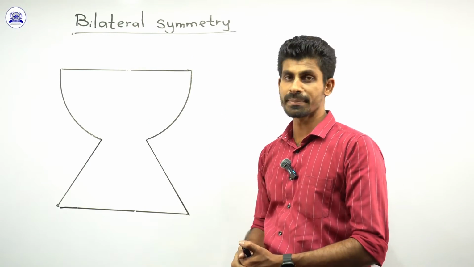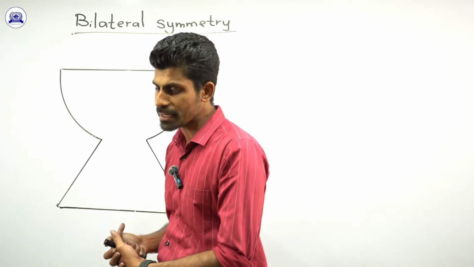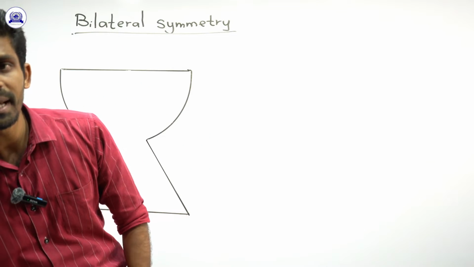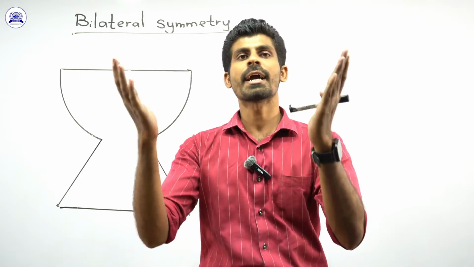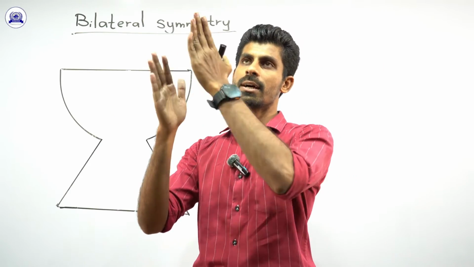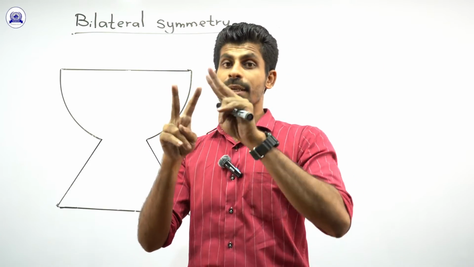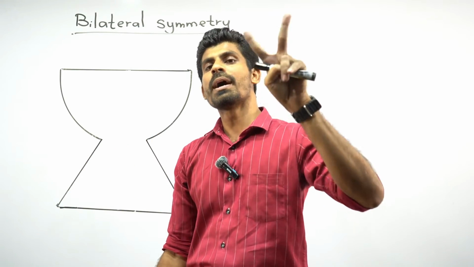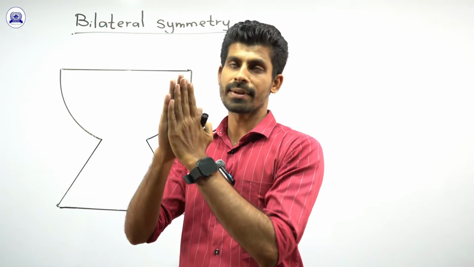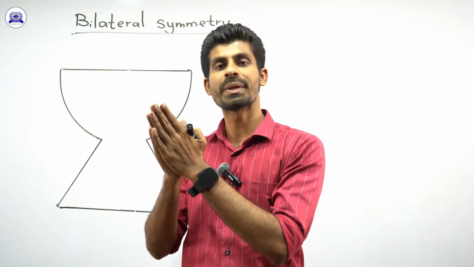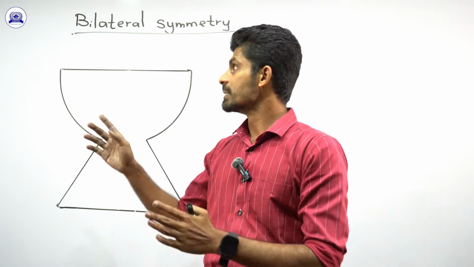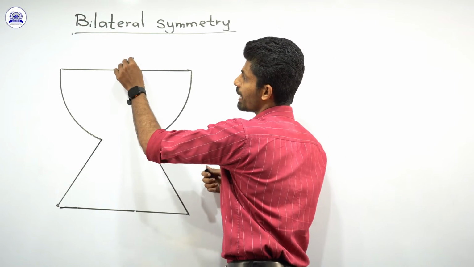Bilateral symmetry. Bilateral symmetry means that if a plane figure can be folded along a straight line, you can get only 2 parts. Earlier, many parts could come, so you could take 2 or 3 parts, right? This one, you can get only 2 parts, right?